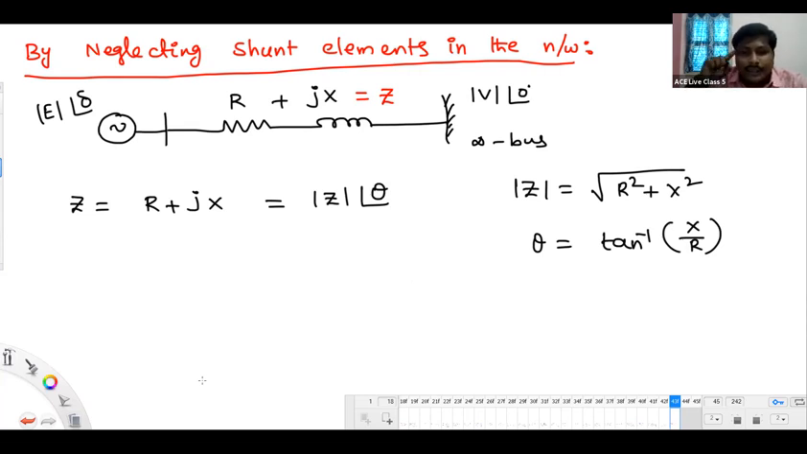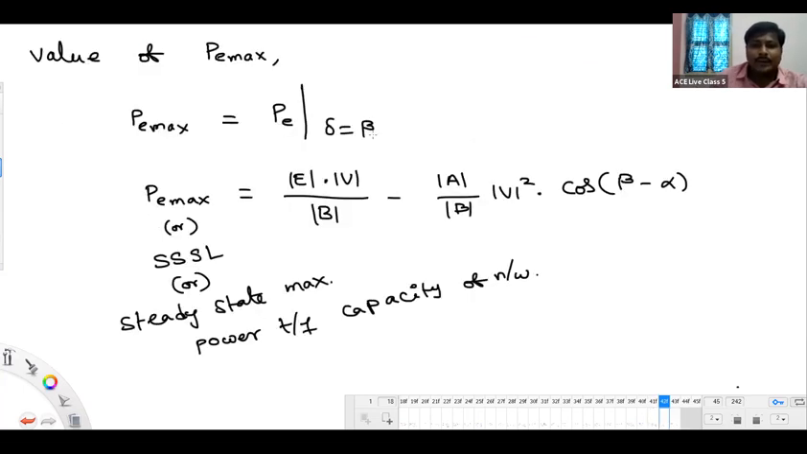Assume all this, like neglecting shunt elements in the transmission line, is a correct mathematical expression? It may not be, Gopiraju, it may not be. The practical maximum power transfer capacity of the network means this one only, without neglecting the shunt elements, right? We should consider it. But even though you consider the shunt elements, we may not have a great effect. That's the thing I was interested to tell you.